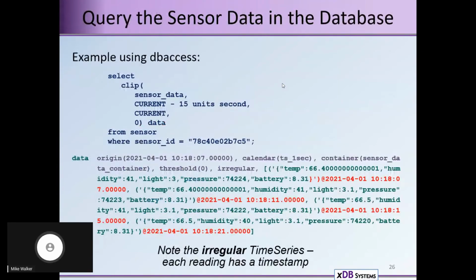So if we look at the data here, it looks a little complicated, but that's partly because in this example, we're using an irregular time series. And remember, with the irregular, we save off the timestamp of when that data was received. So we've got our metadata here, and we see it's irregular, but then we've got our NoSQL documents, our key value pairs here with our temperature, humidity, and so on, followed by a timestamp.